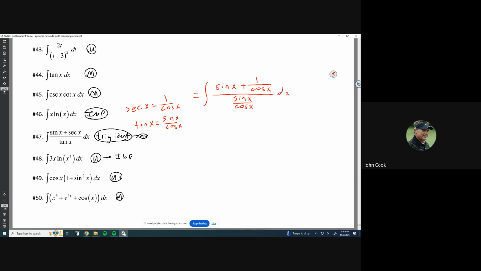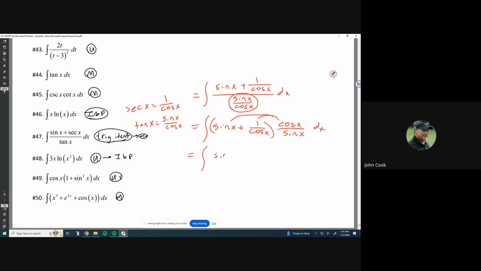Now, when I have a fraction and I'm dividing my fraction, what I would do is multiply by the denominator's reciprocal. And that's what I'm going to do here. I'm going to rewrite this so it becomes sine of x plus 1 over cosine of x, the numerator, times the reciprocal of the denominator, cosine of x over sine of x, and then dx. And then what I would do is distribute this into both of these. And here's what I'd end up with.